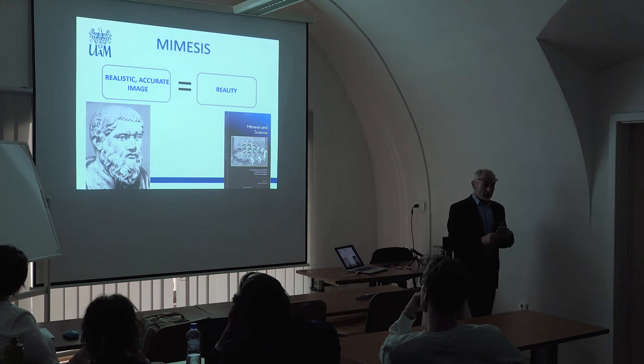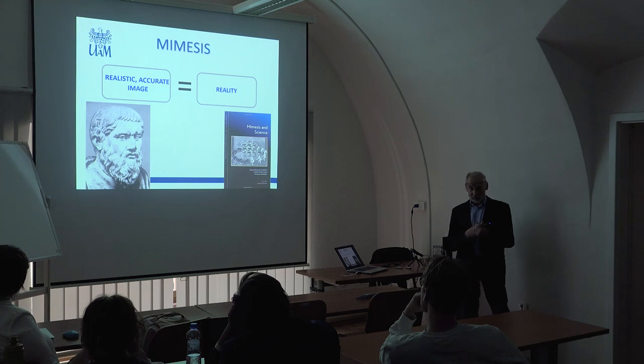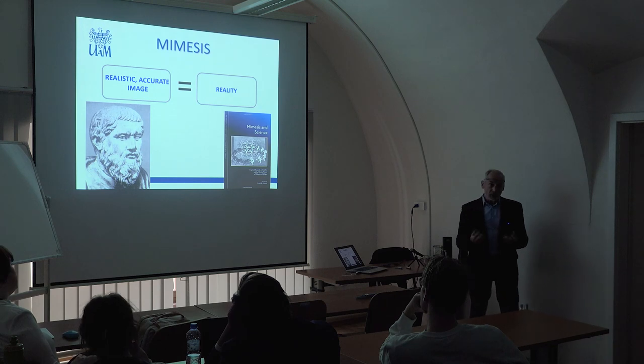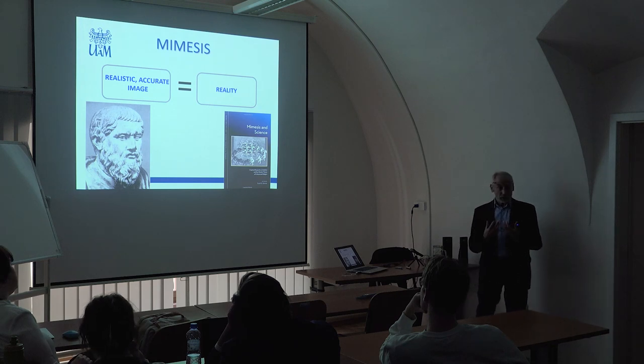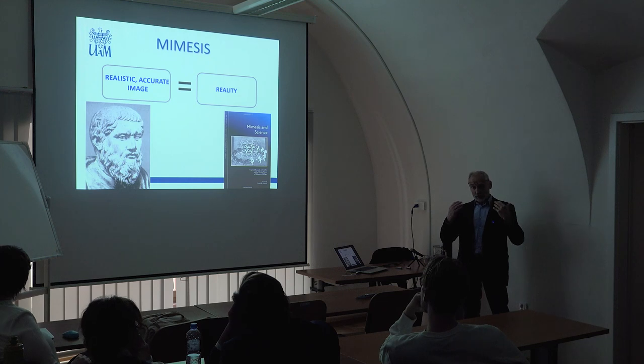So we are now in the problem which was already discussed in Greek philosophy. Greek philosophers created the concept of mimesis, which is that a proper realistic image means that it is the same as reality. So if we got a very, very good image of something, it means that we can treat this thing as reality.